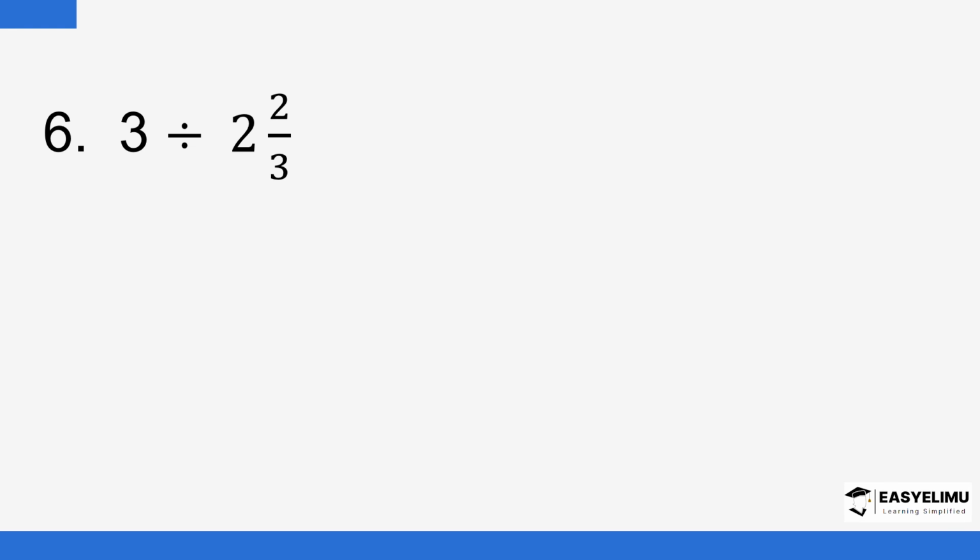Finally, again, we have example number 6. So again, we have a whole number and a mixed number. So you change both to improper fractions. So 3 as an improper fraction is 3 over 1, divided by this one is going to be 2 by 3 is 6 plus 2 is 8. So 8 over 3. So the rule still remains. The division sign changes to multiplication and then the multiplication inverse of the divisor. So 3 over 1 times 3 over 8.